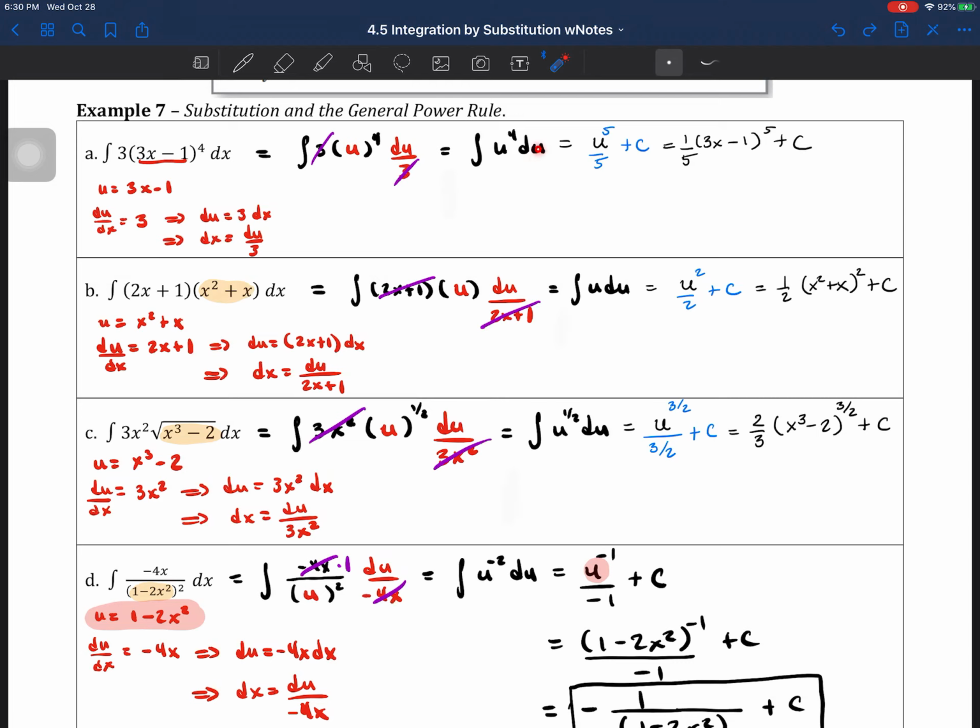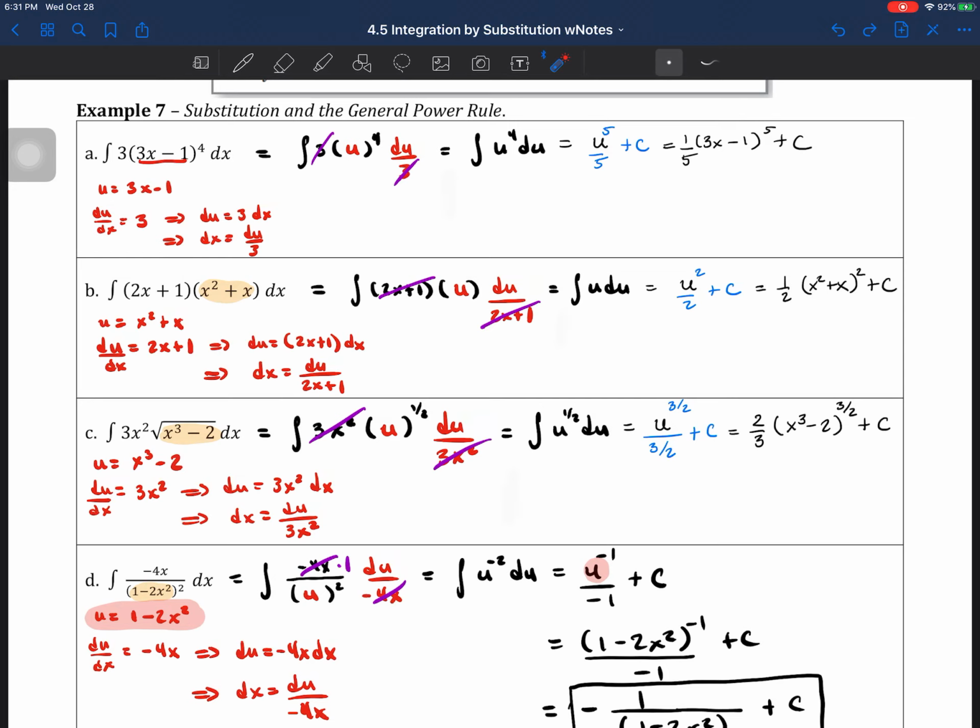Now for this, it's simply using the power rule, right? Add 1 divided by new power plus c, and then 1 over 5 times 3x minus 1 to the 5th power plus c. So no issues whatsoever.